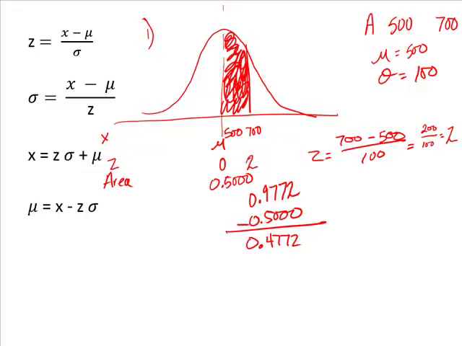So, what's our answer? What percentage of test takers receive a score between 500 and 700 on the SAT? 47.72%. Okay?